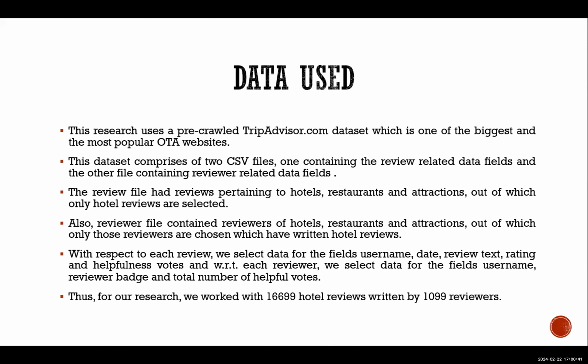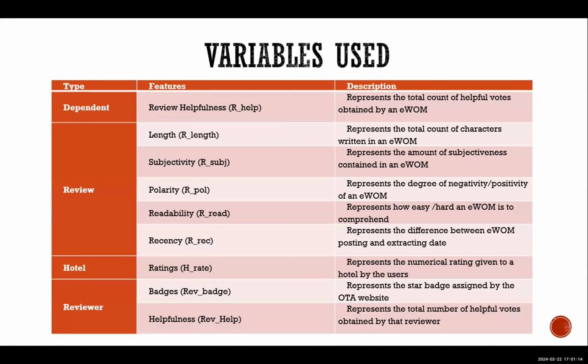With respect to each review, I have taken the data fields username, date of review written, the text of the review, rating, and the helpfulness votes. And with respect to each reviewer, we have selected the fields username, their badge, and the total number of helpful votes which a reviewer has obtained. After all the selection, the final data set for my research was 16,700 hotel reviews written by approximately 1,100 reviewers.